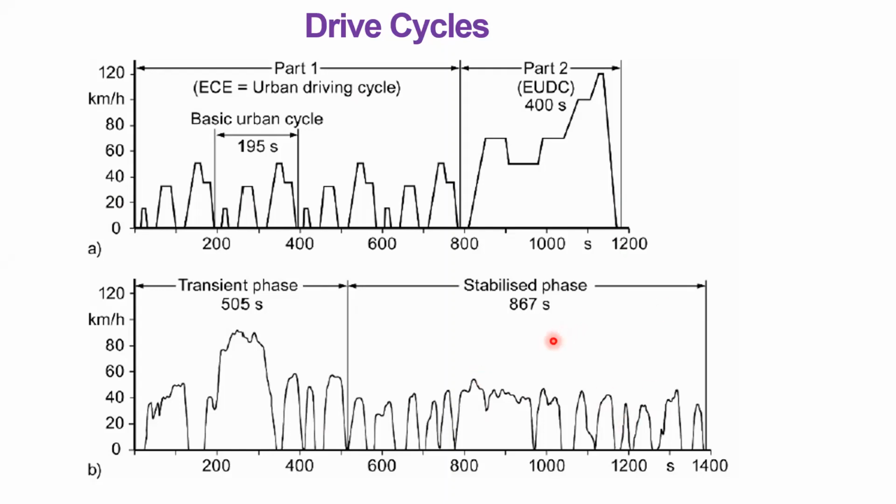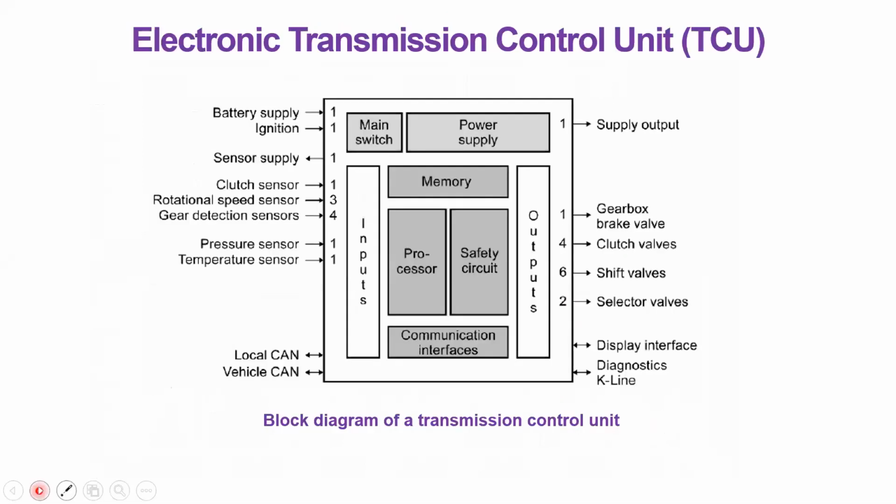We need to test whatever I have shown you, the different types of transmission, automatic, manual, semi-automatic, AMT, or DSG, or all these applications, Synchro, or whatever you have seen. All of this needs to undergo this type of test to ensure that the durability is not going to get affected and the performance is going to be met. And we do different types of testing as well.